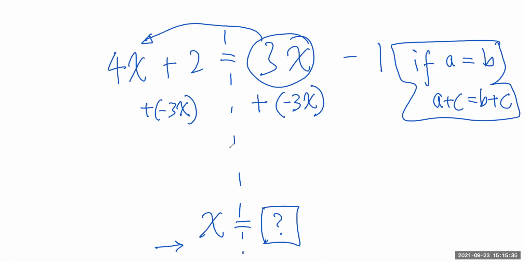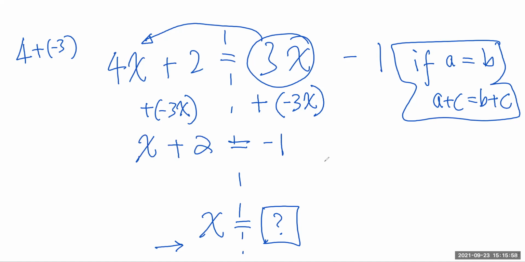Now on this side, we only have negative 1 left, right? And on this side, we got 4x plus negative 3x. It's the same as 4 plus negative 3. That's just 1, so it's x. And we got 2. Good?